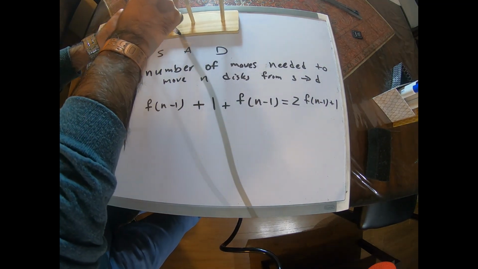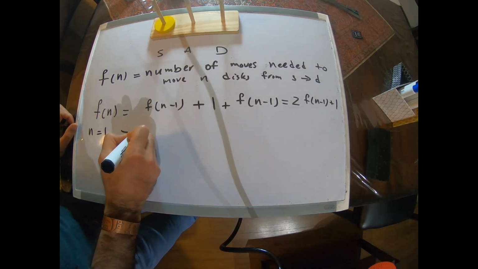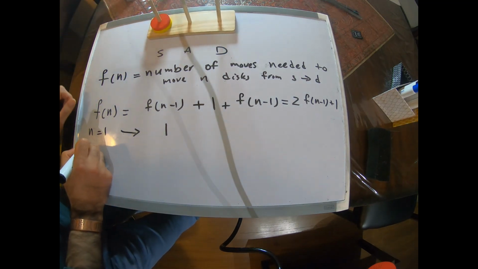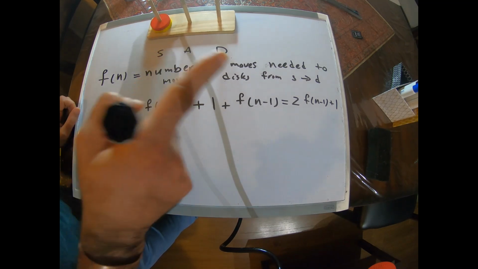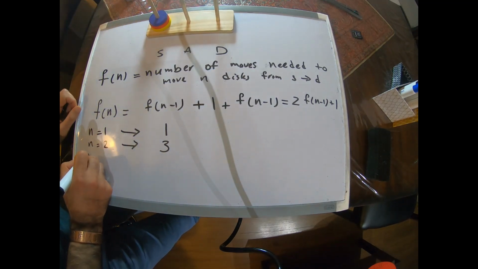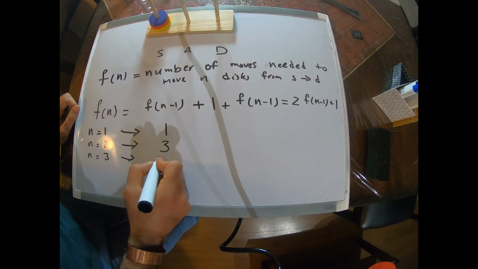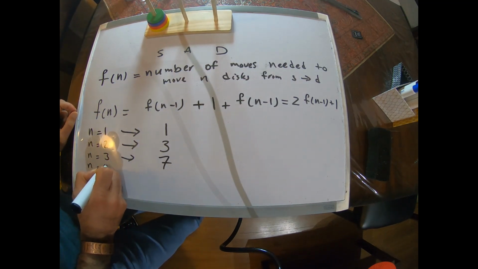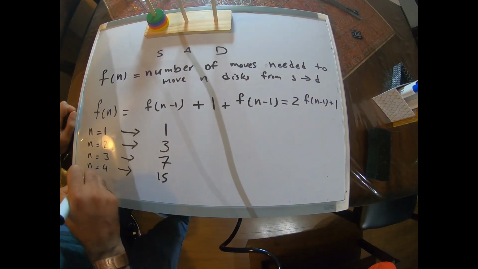Let's look at this. If n is equal to 1, we only need 1 move. If n is equal to 2, we need 2 times 1 plus 1, which is 3 moves. If n is equal to 3, we need 2 times 3 plus 1, 7 moves. N equal to 4, this is going to be 2 times 7 plus 1, 15. And this can go on.